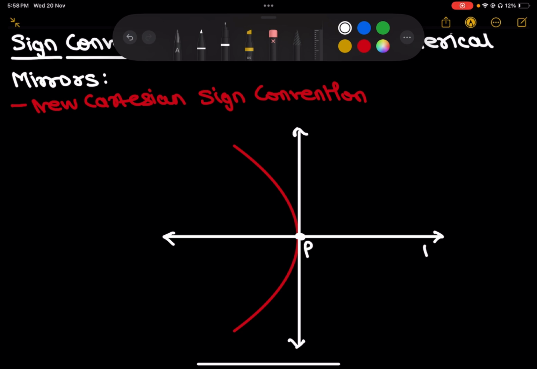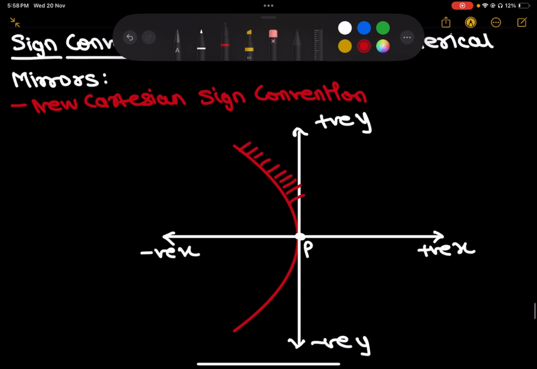So we know that this is the positive x-axis, this is the negative x-axis, positive y-axis, negative y-axis, right? Okay, now this is the mirror, concave mirror. The same thing is for convex mirror. There's not much of a difference here. Okay, so the first rule, right? There are a total of 5 rules. Let's start with the first rule.